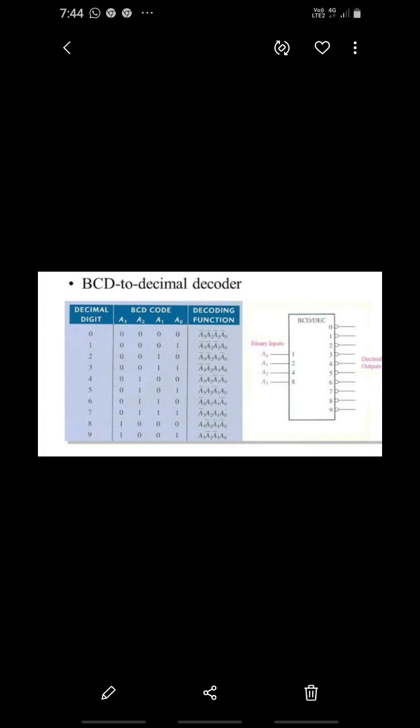Observe the above PPT, the logic diagram of the BCD to decimal decoder. Here A0, A1, A2, A3 are the binary inputs and 0, 1, 2, 3, 4, 5, 6, 7, 8, 9 are the outputs here.